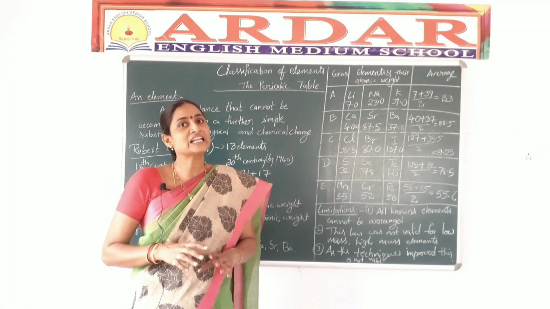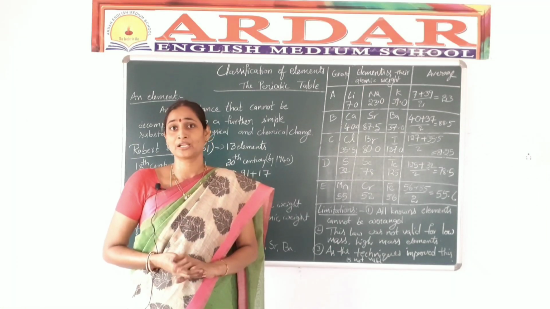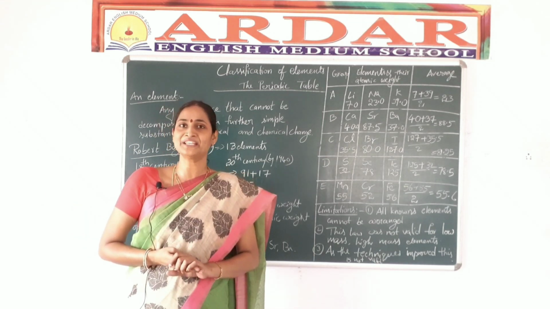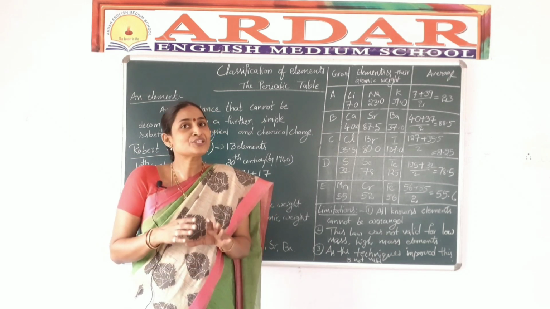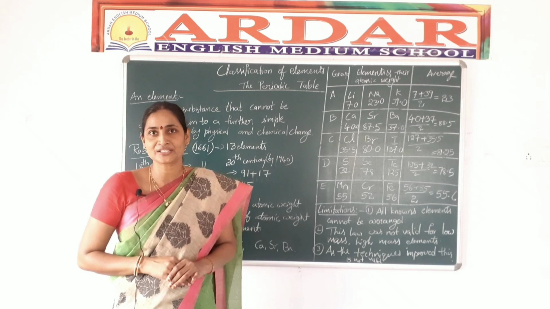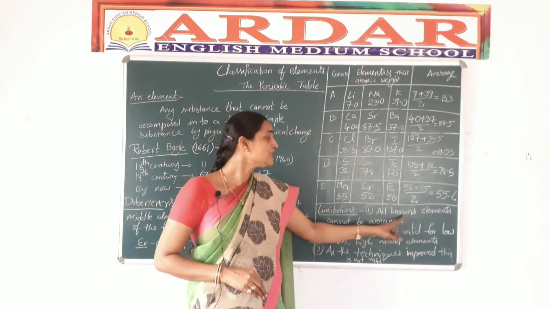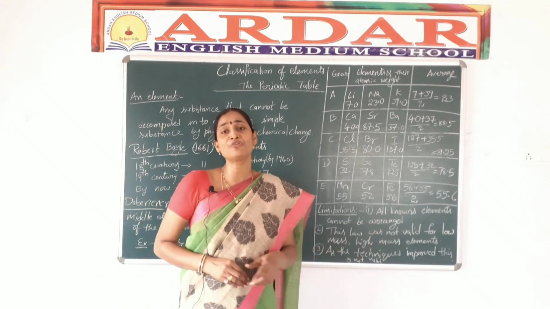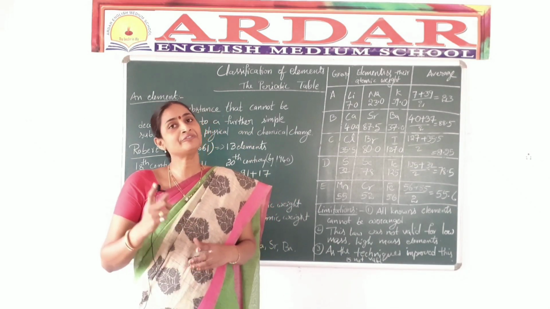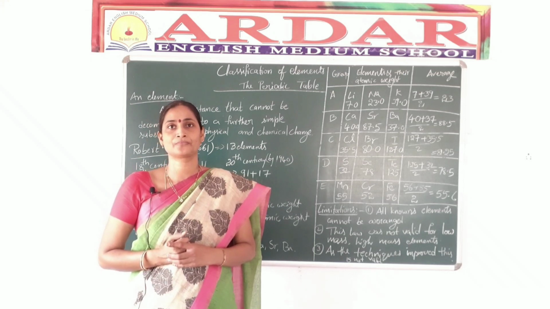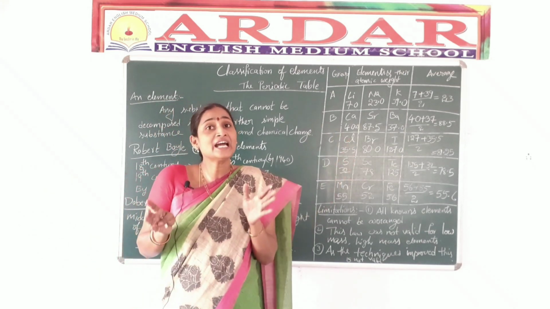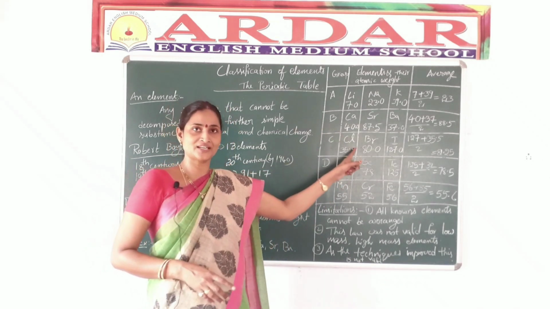But do you know, this law was not valid. Yet it led to tremendous changes in the classification of elements and the periodic table. This law was not valid due to some limitations. What are those limitations? First limitation: not all known elements can be arranged in the form of triads. At the time of Dobereiner, 53 elements had been discovered. He could not arrange all of them in triads. He arranged only a few elements in the form of triads.